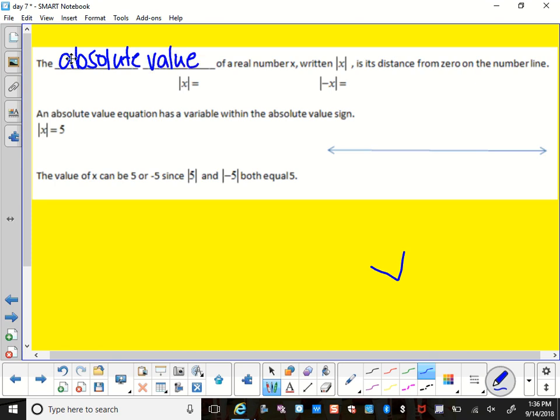of a real number, which is x, is written with x in between two bars. It is the distance from 0 on a number line. So if you have the absolute value of x, your answer is going to be positive x. My absolute value always comes out to be positive. So if I have a negative x inside the bars, it comes out to be positive x all the time.